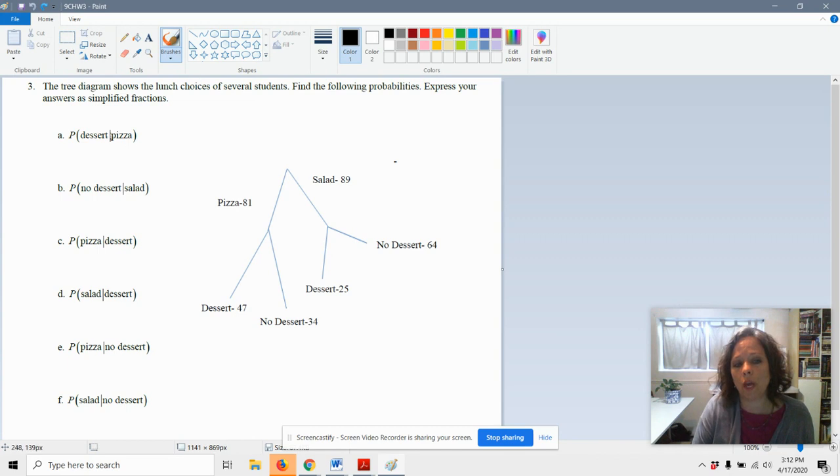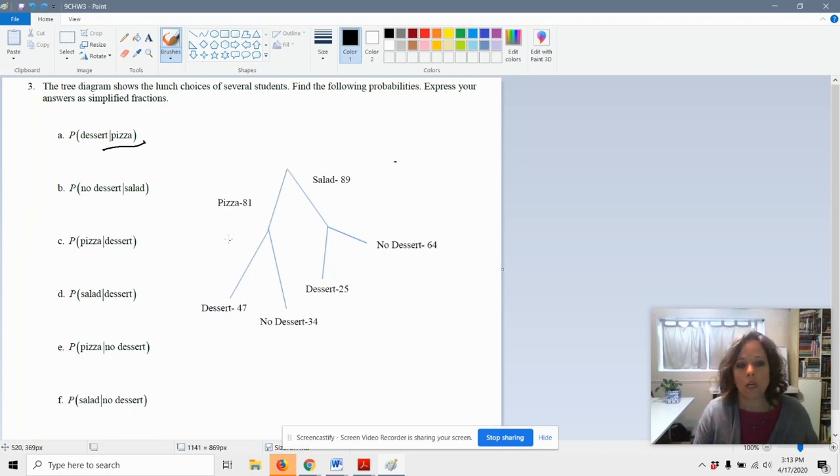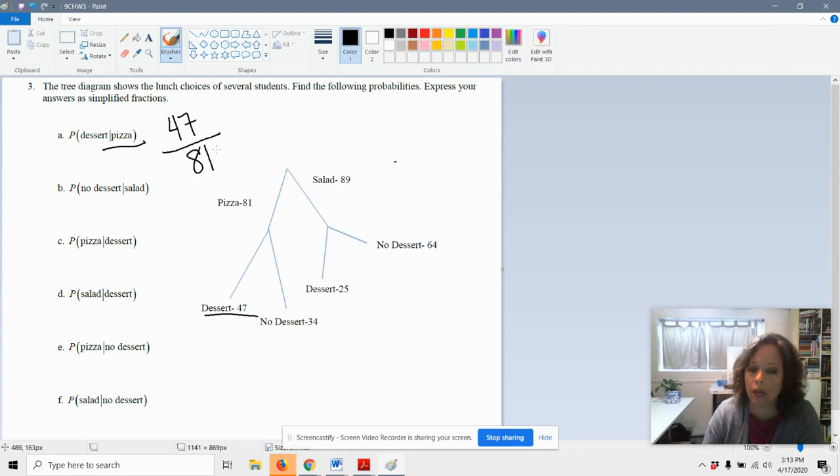On this first one, we're noticing that the condition is pizza, right? So we're only going to be looking at the pizza information. So the total number of people that had dessert that are in our pizza category, here's the data we're considering, just the pizza data, right? The total number of people that did have dessert, that was 47 that had dessert in the pizza category. And the total number in that pizza category, that's 81, okay?